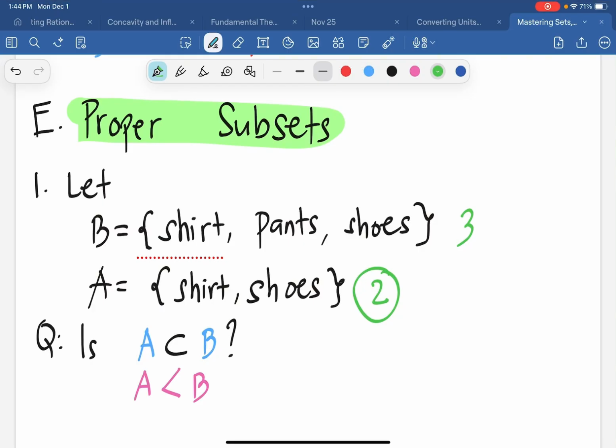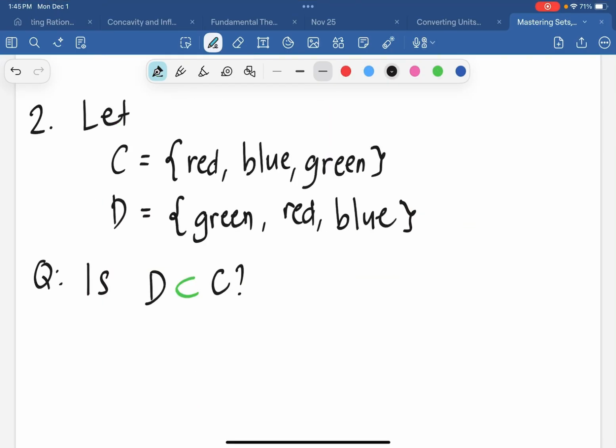A is smaller. Last example, let C contain red, blue, and green, and set D contain green, red, and blue. Question, is D a proper subset of C? Again, we need to be reminded that this symbol here signifies less than. So here we get to have green, green, red, red, blue, and blue.